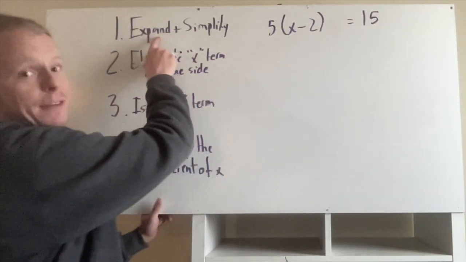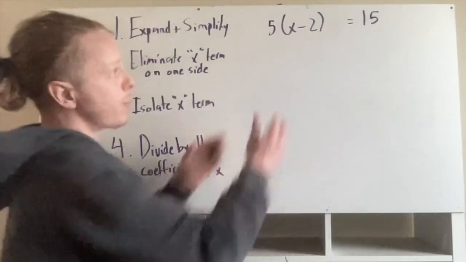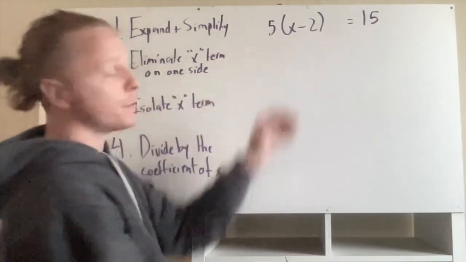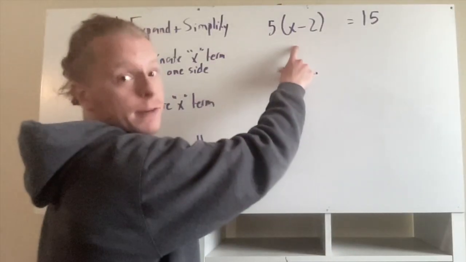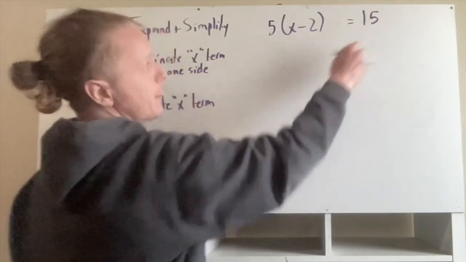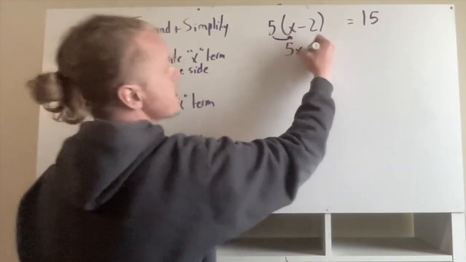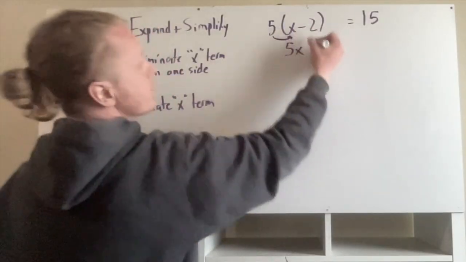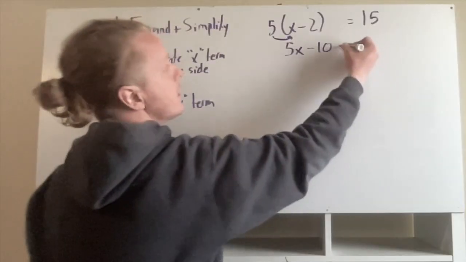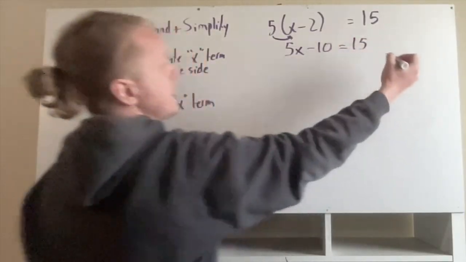Step 1, expand. Do we have any expanding to do? Parentheses are always going to tell me that I have expanding to do. But it's only on this side of the equal sign in this equation. There's just a 15 over here. So let's multiply out. 5 times x is 5x. And 5 times negative 2 is negative 10 equals 15.